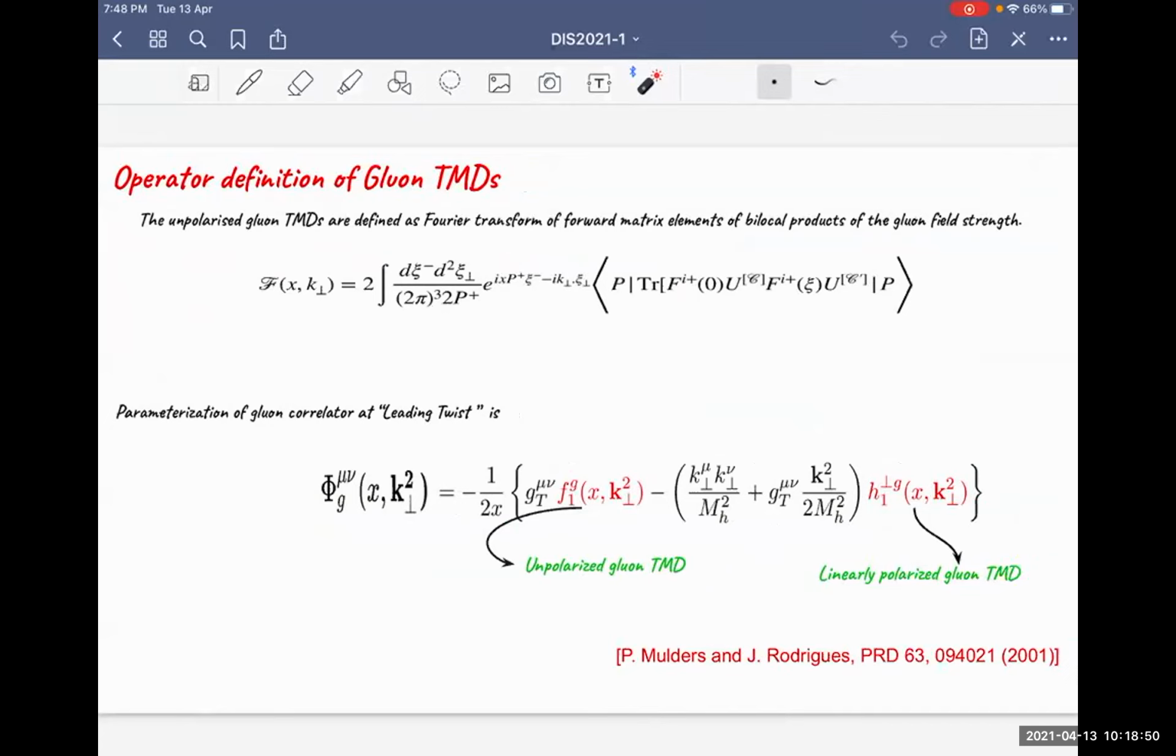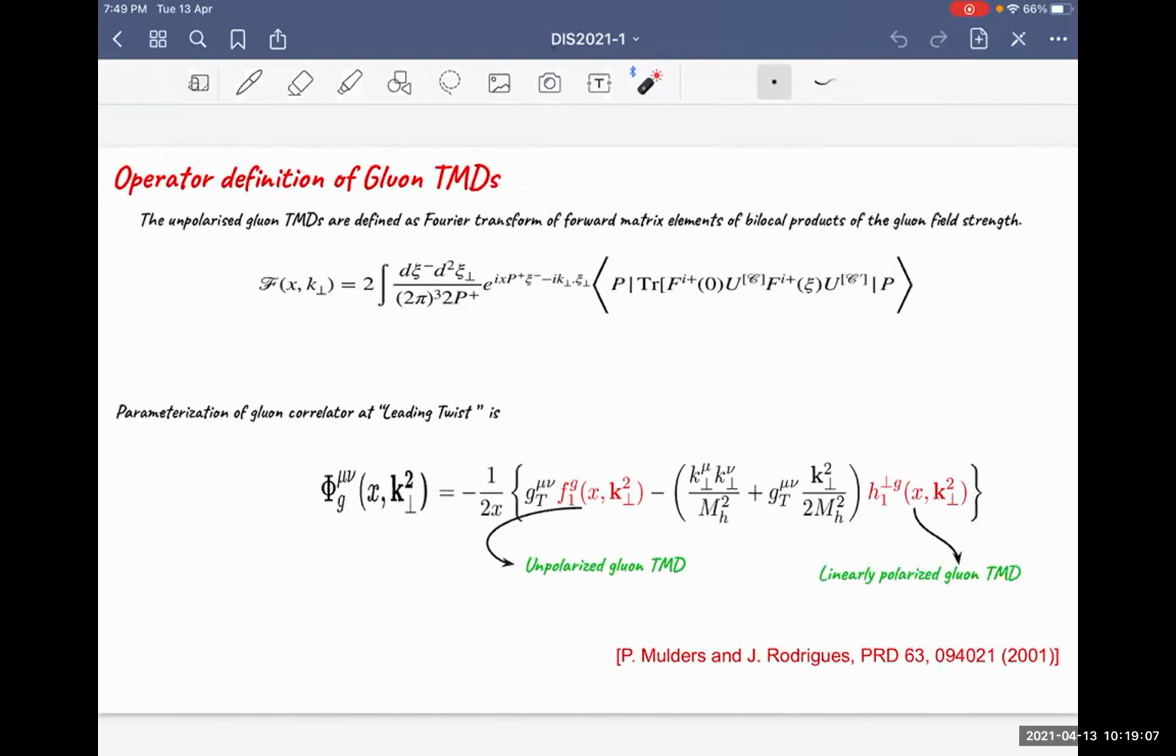Here is the operator definition of the gluon TMDs. As you can see here, it has these two gauge links. These gauge links are path dependent, so that means these TMDs are not universal due to their process dependence.